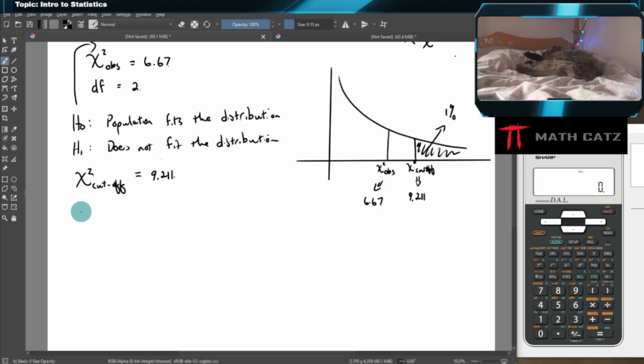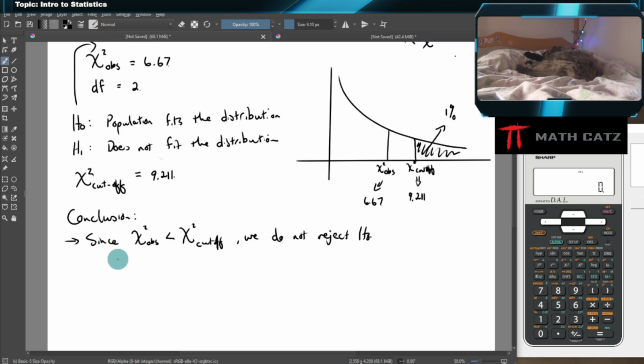So we will make our conclusion. I'll write two versions. One is sort of referring to the hypothesis testing procedure and the variables and the symbols. Since my observed score is less than the cutoff, we do not reject the null hypothesis. So that's the more statistical way of saying the conclusion.